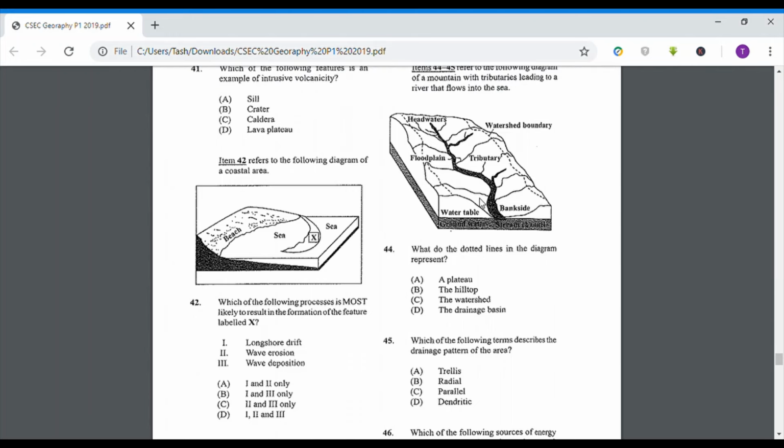Radial, just like the word suggests, is in a radial pattern, more like spokes on a bicycle. Circular pattern, and we're not seeing circular here. Parallel, we're not seeing parallel either, just like the word suggests. We are actually looking at a dendritic pattern. Dendritic is from a Greek word which means tree. So it actually looks like branches on a big tree. Once you see that it looks like branches, and then the main river looks like a big tree trunk, you would have had a dendritic pattern. So for 45, our answer would have been letter D.